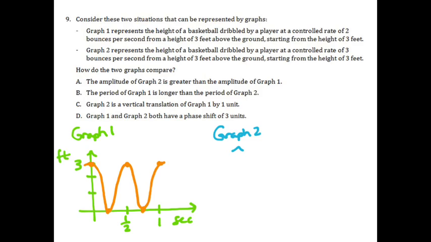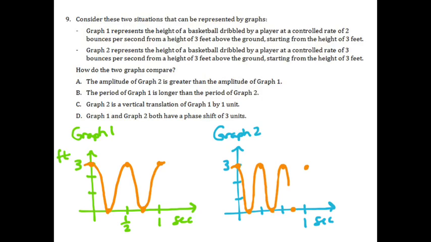Now graph 2 is going to be similar to this, but a little bit different. 1, 2, 3, starting up here at 3. This player bounces the ball 3 bounces per second. So here's 1 second. This time I'm going to divide this up into thirds. And so my ball is going to bounce once in a third of a second, and then again, there we go, 3 times in 1 second. So there's our two graphs.